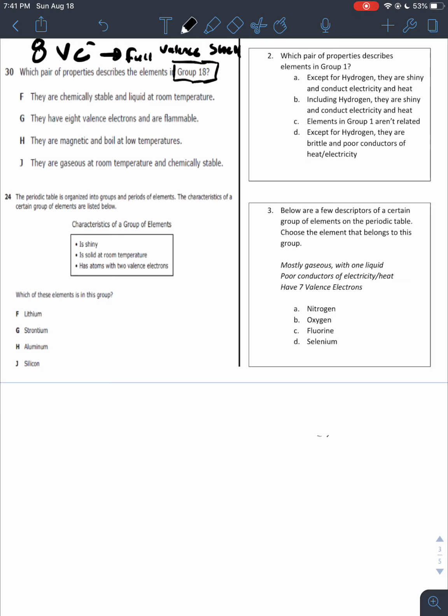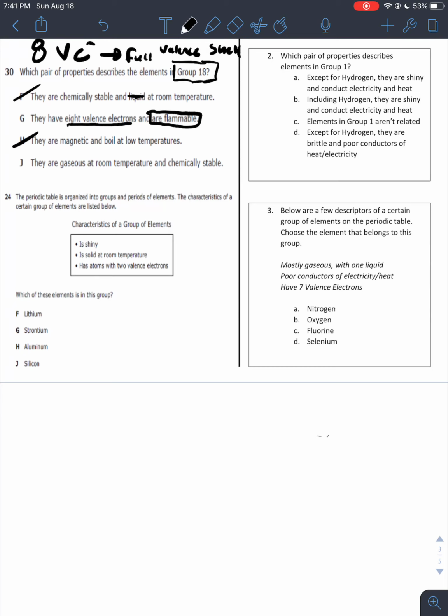So let's look at F. They are chemically stable and liquid at room temperature. Well, they're not liquid, they're a gas, so F is wrong. They have 8 valence electrons, that's true, and are flammable. I'm not sure about that, so I'm going to circle it and move on. They are magnetic and boil at low temperatures. We didn't really talk about any of that. Don't answer things that don't seem to make sense to you.